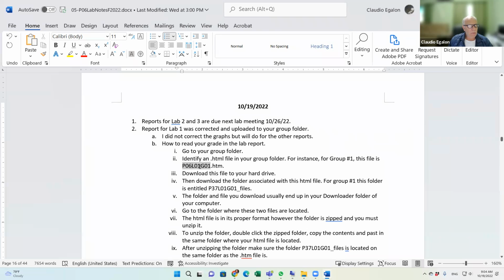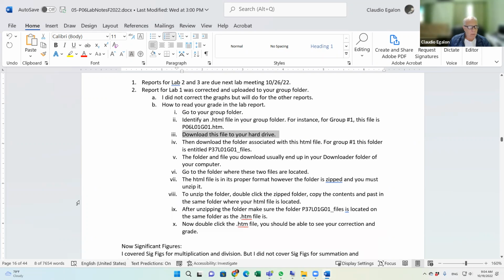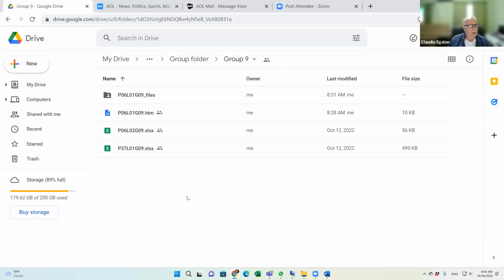Okay, those HTML files are opened using a browser. So what will you do next? You download this file to your hard drive, okay? Make sure you will be doing this every semester. Every lab report, you're going to be doing that so you can see what you missed in your lab report, right?